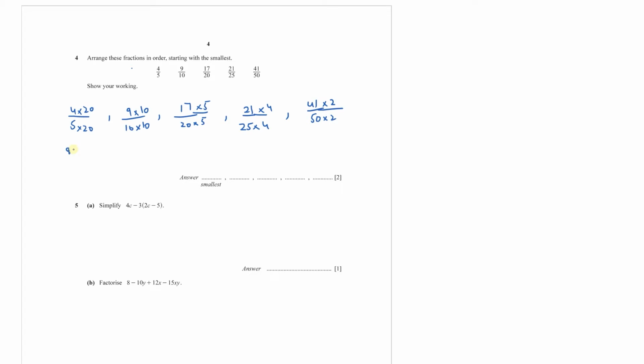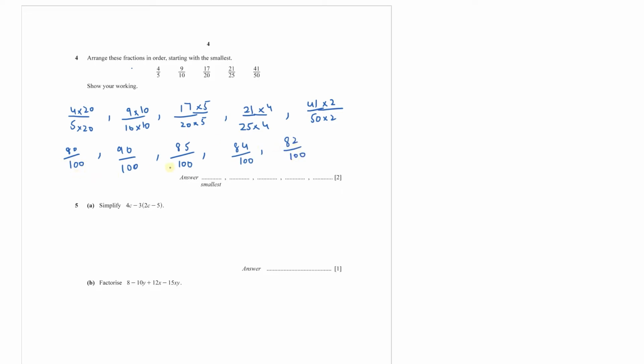So this becomes 80 over 100. This becomes 90 over 100. 17 times 5: 7 fives are 35, 3 carry. 5 ones are 5 plus 3 would be 85 over 100. This would be 84: 4 ones are 4, 4 twos are 8, over 100. And this will be 82 over 100.